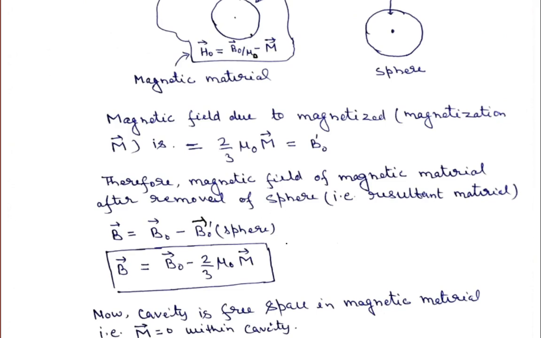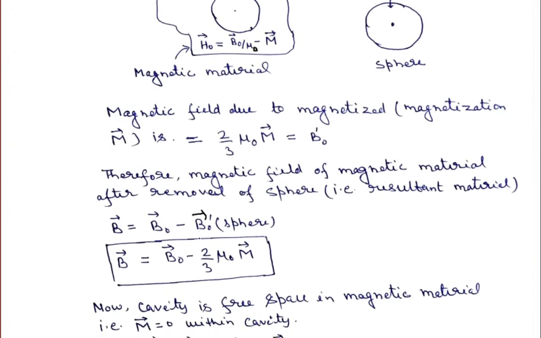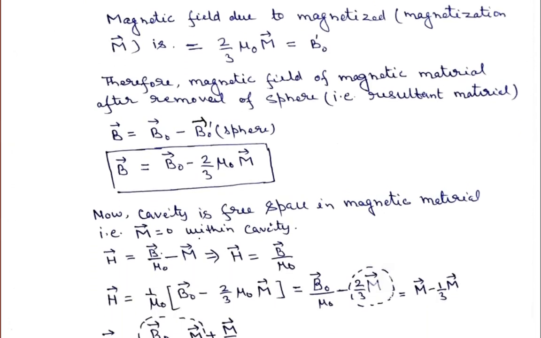So the magnetic field at the center of the cavity after removal of the sphere will be B vector equal to B0 minus 2 by 3 mu 0 M vector. So this is the answer. This is the magnetic field vector B at the center of the cavity, when we have cut out a sphere from that magnetic material.